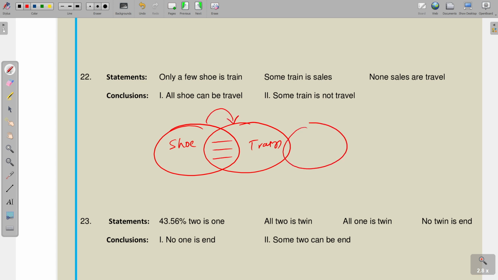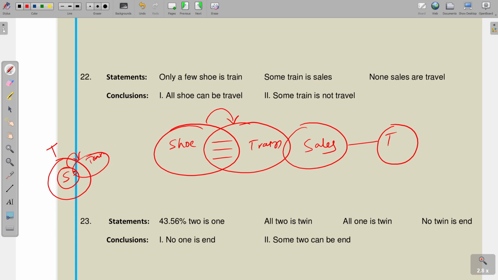Some train is sails and no sail is travel. See the first one, all shoe can be travel, so shoe here and also travel here. By using this conclusion, all shoe can be travel, so even if we draw it, all shoe can be travel definitely follows. Only a few shoe is train, and next some train is sails and no sails is travel, so definitely the first one follows.